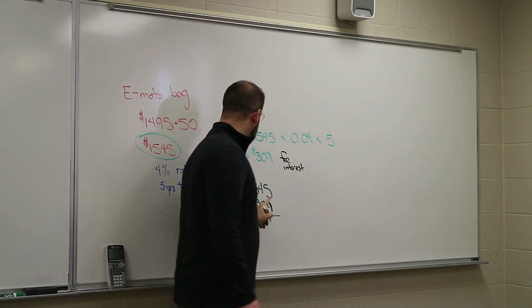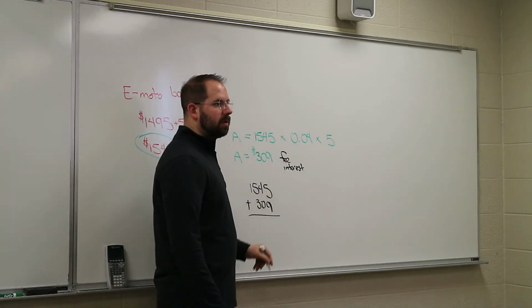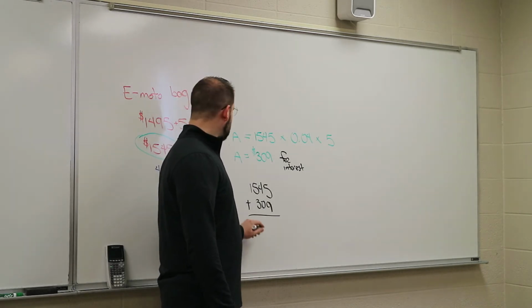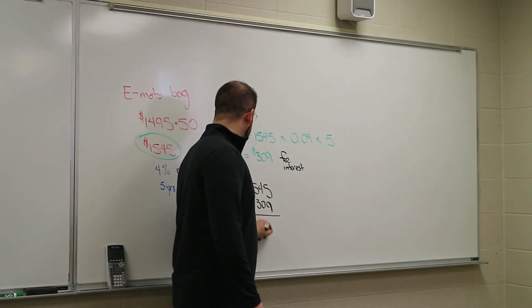1,854. So you're adding 1545 plus 309? What do you get? 1545 plus 309. Yeah, 1,854. Okay, good.